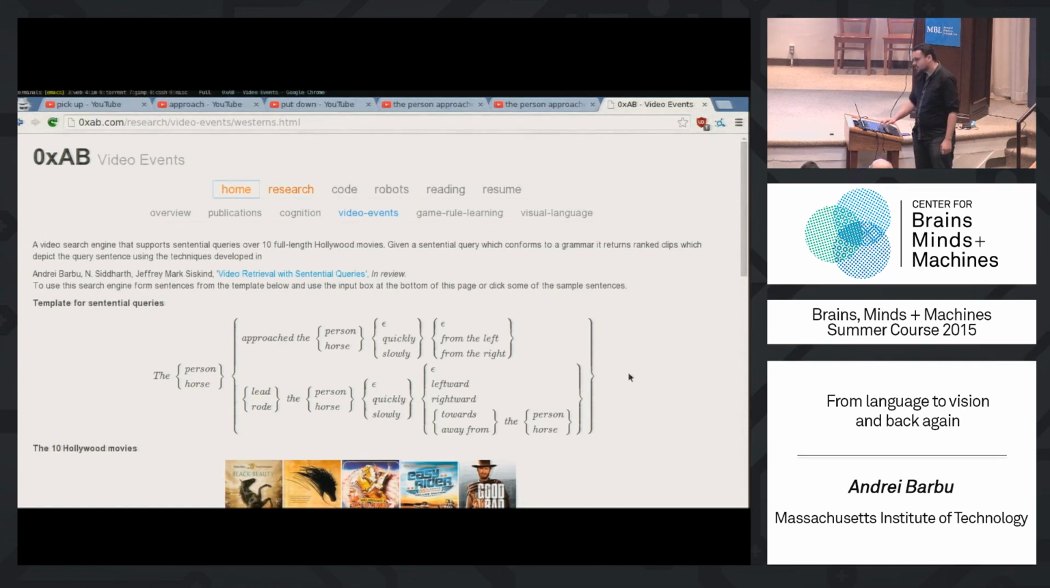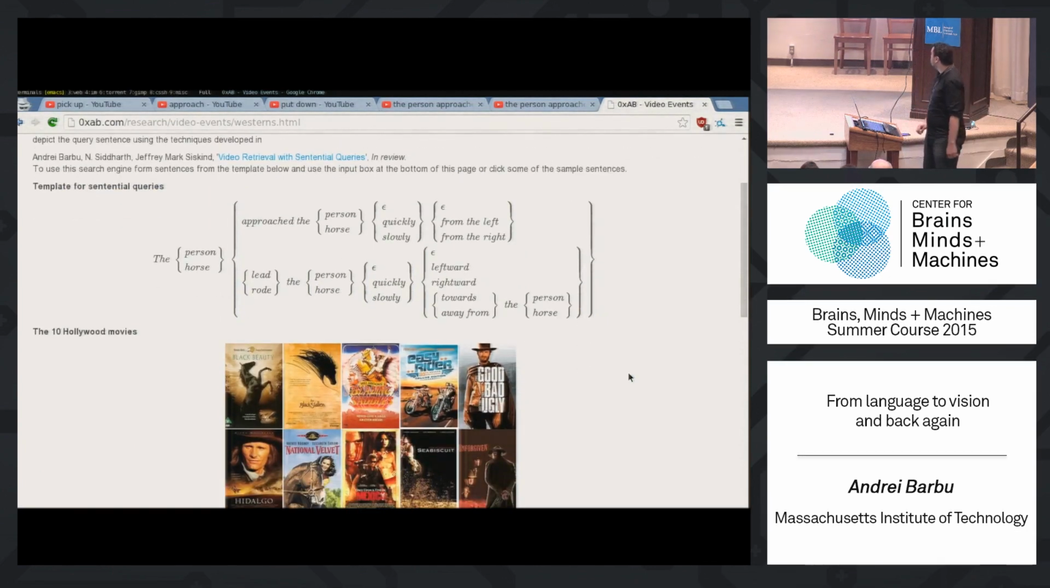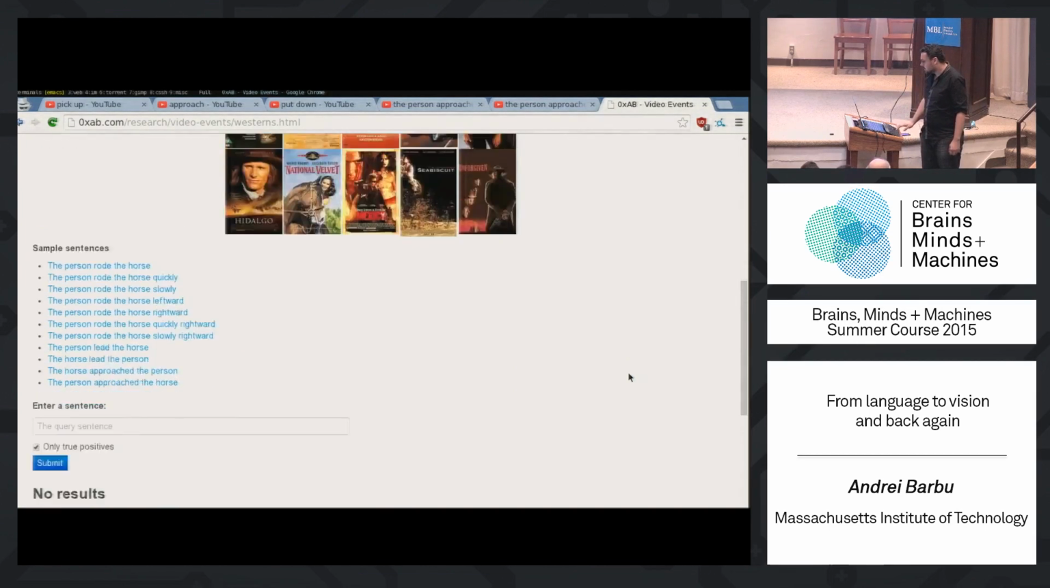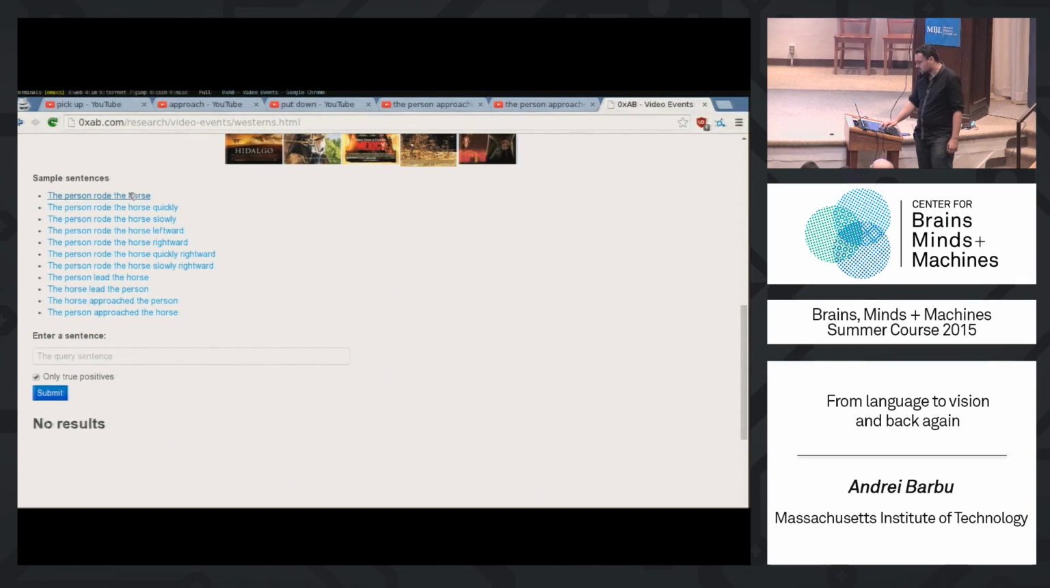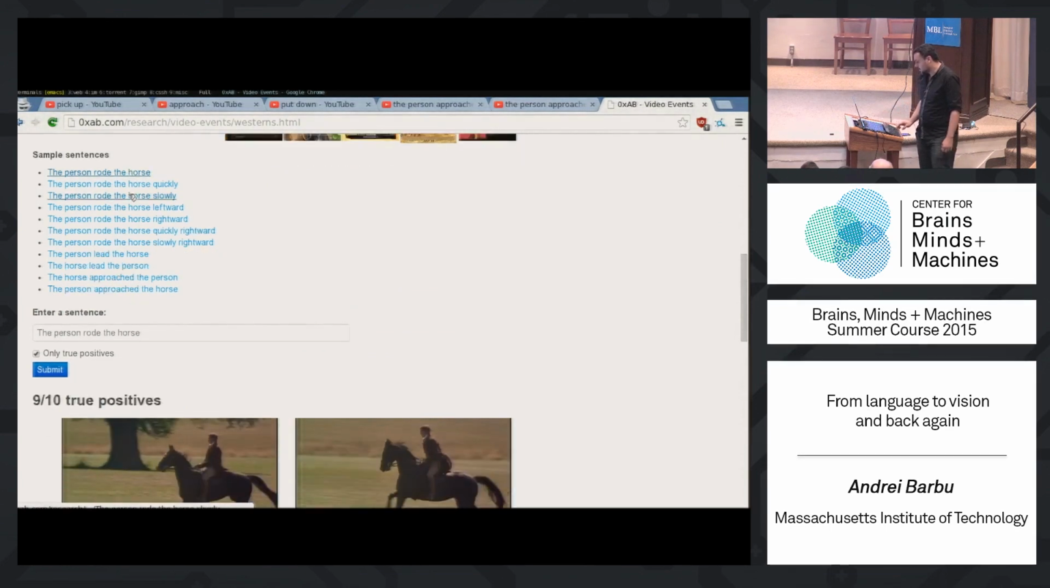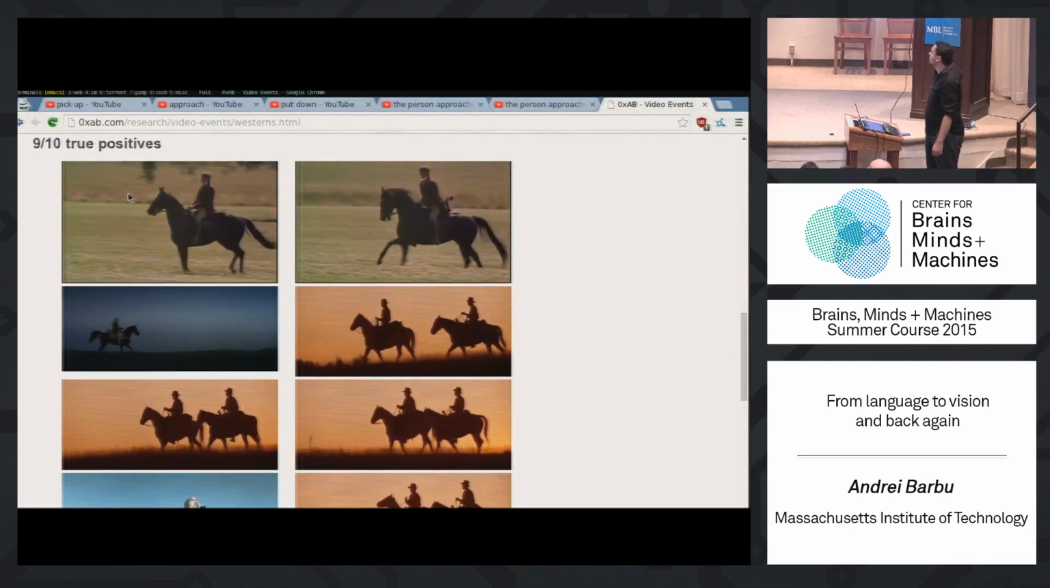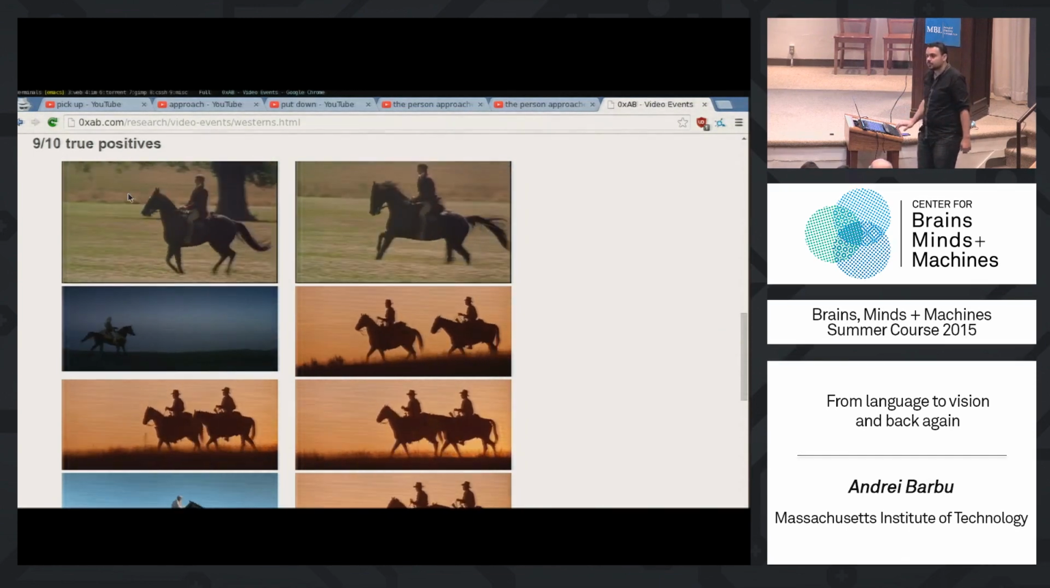So we built the system. It's a system that knows about 3 verbs. It knows about 2 nouns, person and horse. It knows about some adverbs, quickly and slowly. It knows about some prepositions: leftward, rightward, towards, away from. And given this template, you can generate about 200-300 different sentences. So we can type in something like "the person rode the horse," and we can get a bunch of results. You can see we were 90% accurate in the top 10 results. You can see these are really videos of people riding horses.